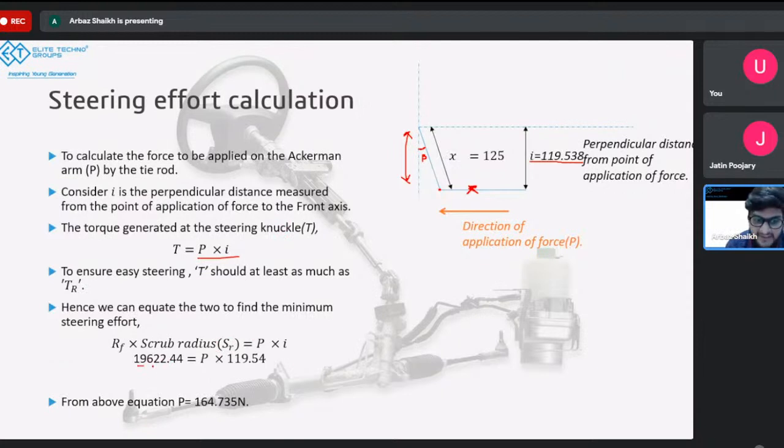We know the resisting torque is 19,622, and we know the applied torque is P into I. We don't know the value of P, we know the value of I. By inputting in this equation, we can equate the resisting torque, which is resisting force into scrub radius, to P into I, which is your applied torque, and you can calculate P. So minimum P should be 164 Newton. Minimum force applied from the tie rod to the steering knuckle should be 164 Newton. With that said, this force will be the same as that applied on the pinion, because it is all rigidly connected.